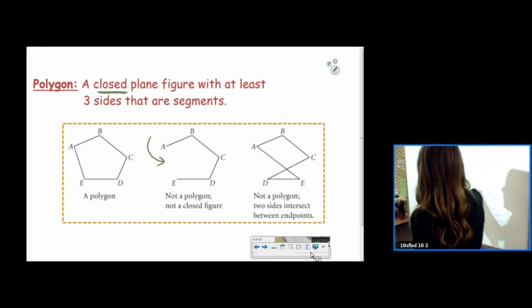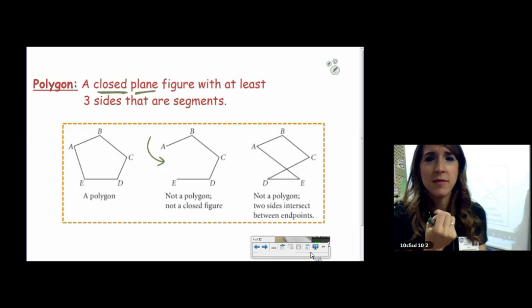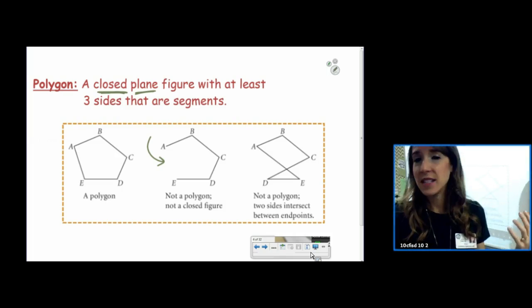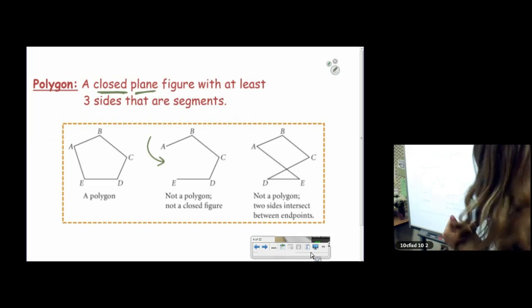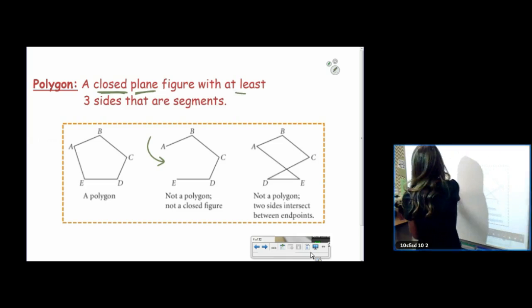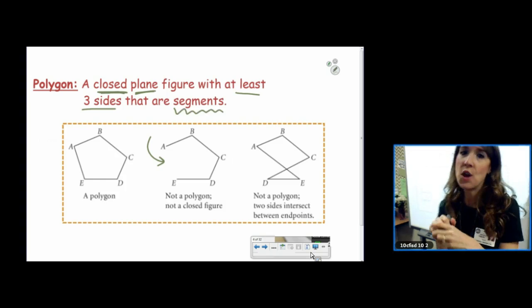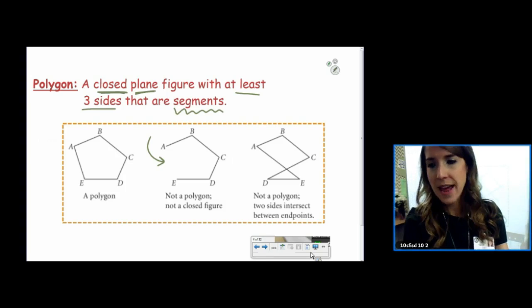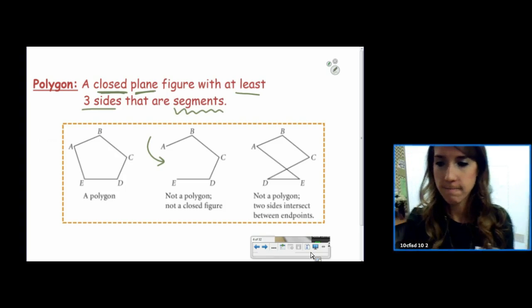It has to be a plane figure, which means it needs to be 2D. 3D shapes are not polygons. A segment is not a polygon. It has to be 2-dimensional, 2D. It has to have at least 3 sides. We talked about why. And the sides have to be segments. No curves allowed. It's like a crescent moon. That would not be a polygon. It has to have segments for sides.